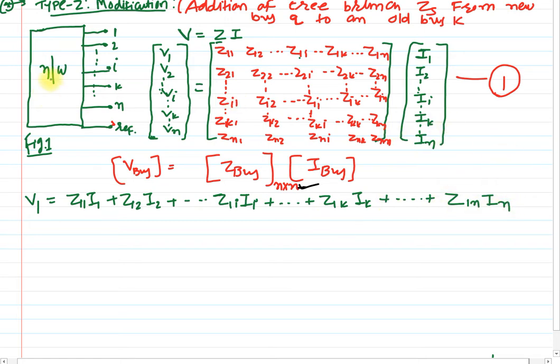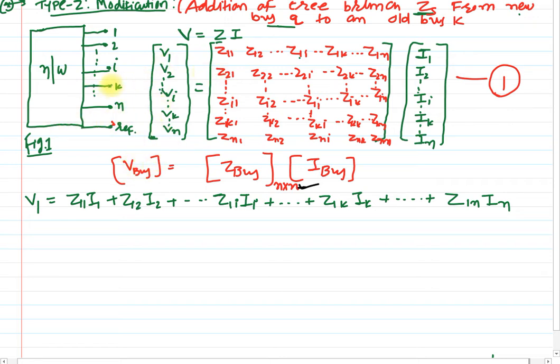Yes, so again let us repeat type 2 modification, which is addition of tree branch ZS from new bus Q to an old bus. But before starting this modification, let us consider the generalized network as shown in figure number 1 and just write down the voltage matrix or voltage equation at each bus from this network.